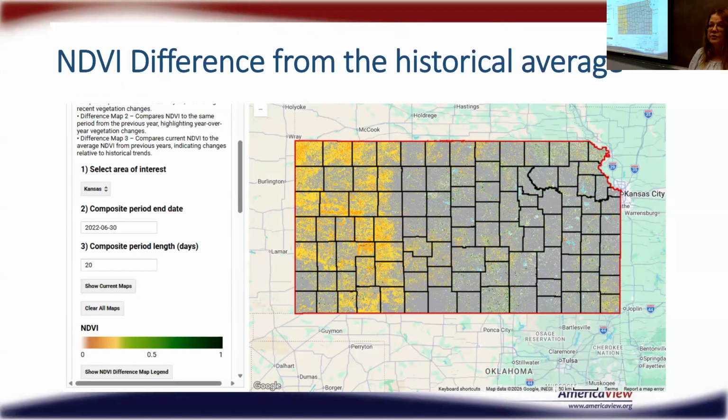And then this is the historical difference from the historical NDVI average. There are definitely pockets of orange areas that are a little bit more severe. So this could be used, as a landowner, to look at your forage productivity and determine when you should take cattle off or move them to another field.